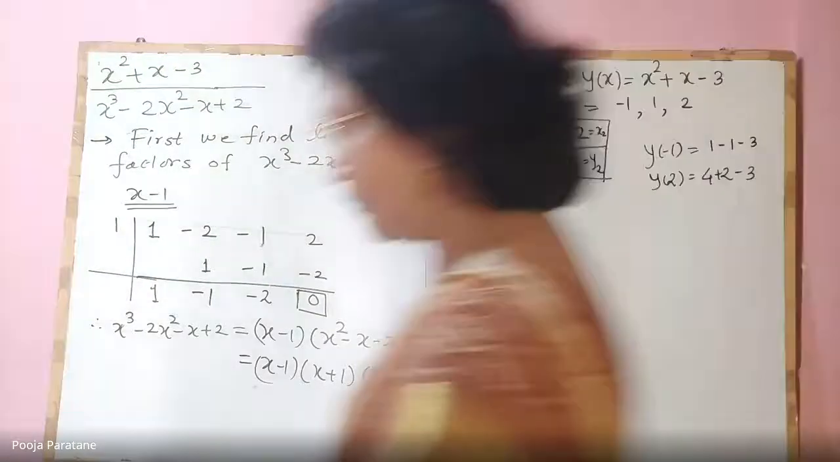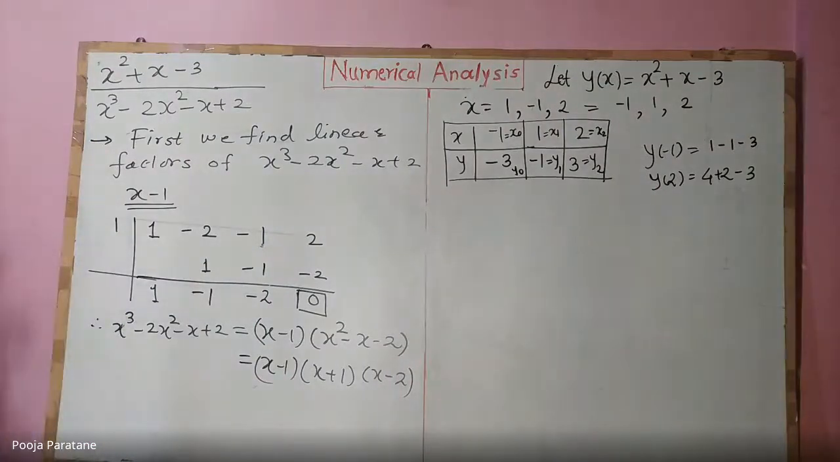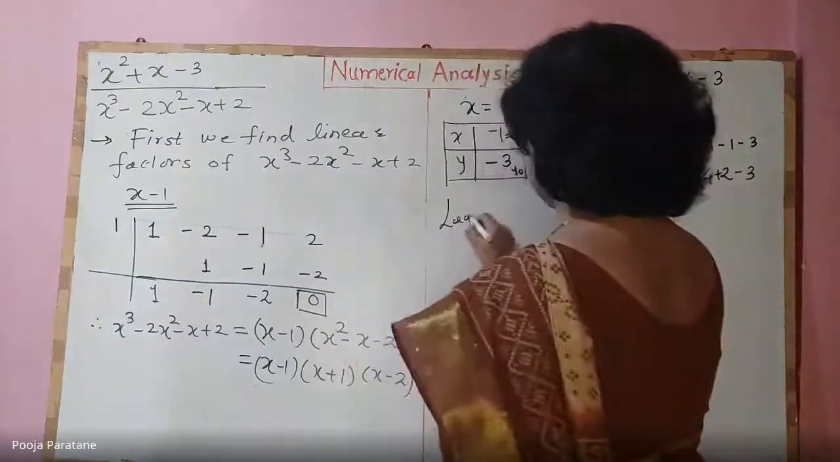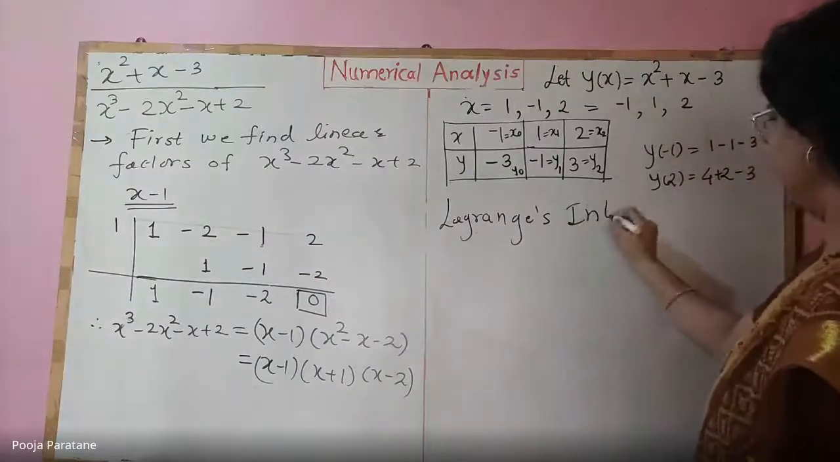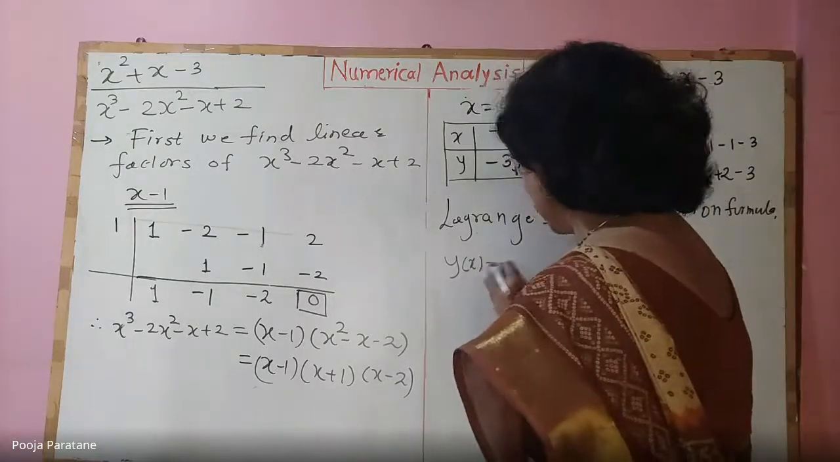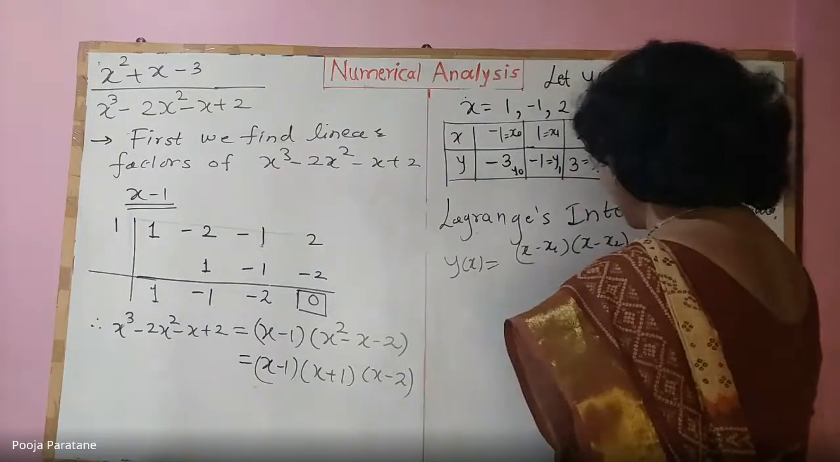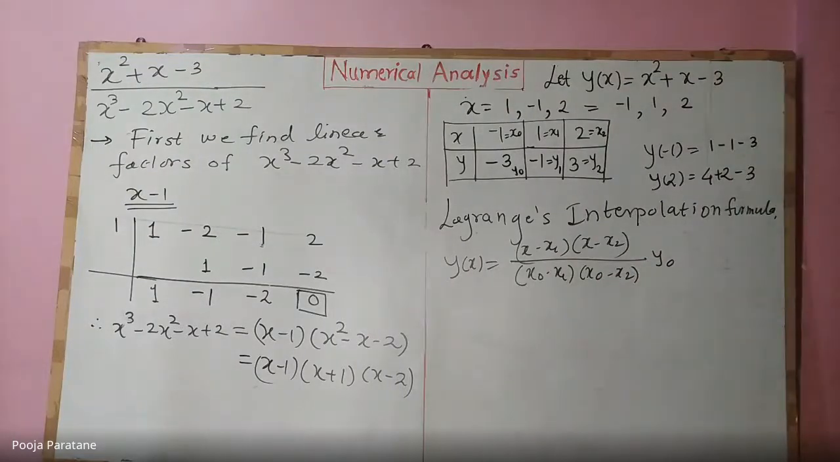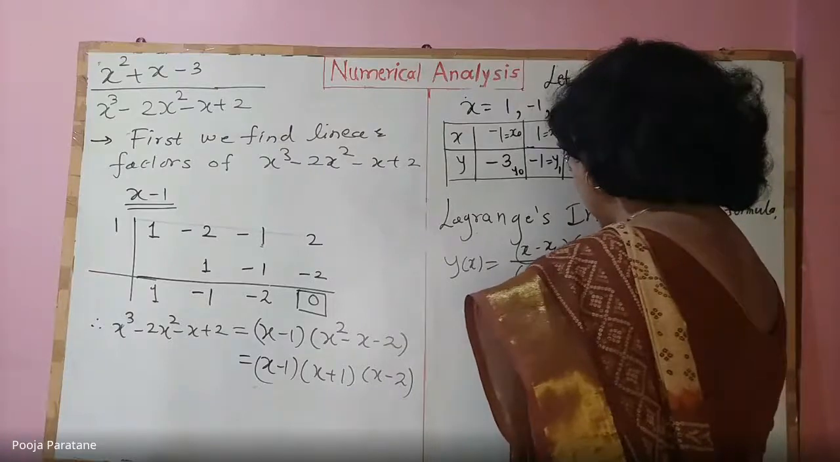And now apply Lagrange's interpolation formula. Let us write down the formula first. Only up to y2 is there, so we will write it up to y2 only. Lagrange's interpolation formula is y(x) is equal to (x minus x1)(x minus x2) upon (x0 minus x1)(x0 minus x2) into y0. So only three terms will be there. Plus, let me complete it.